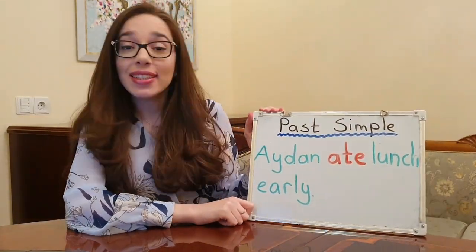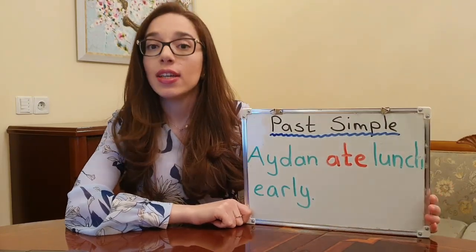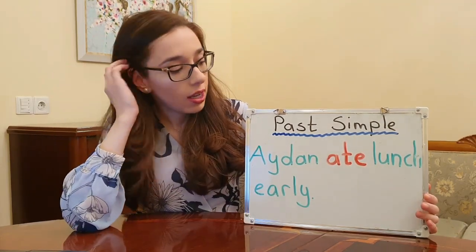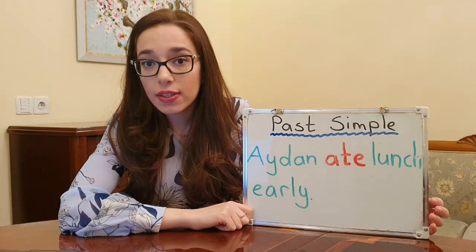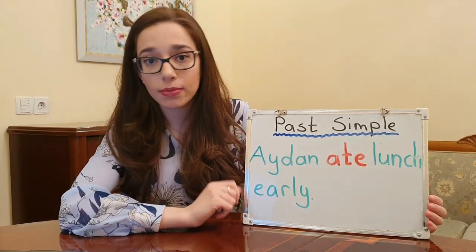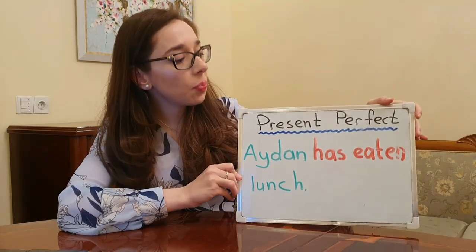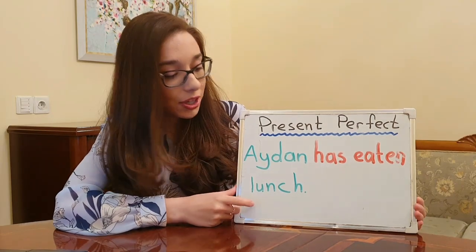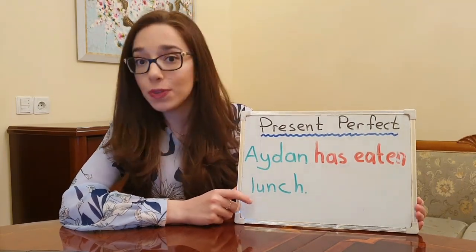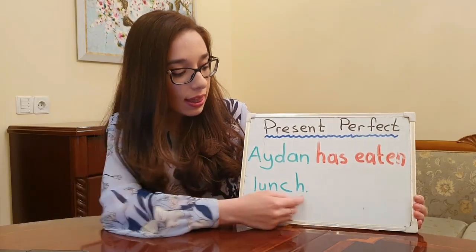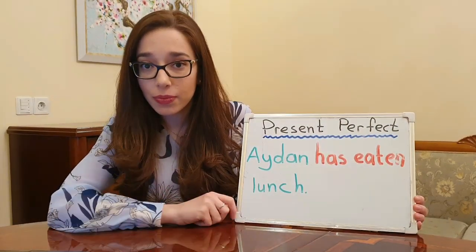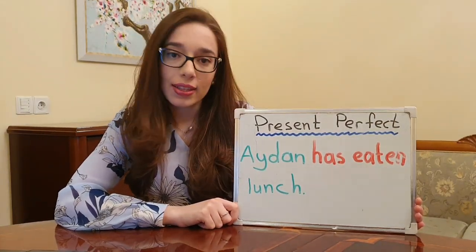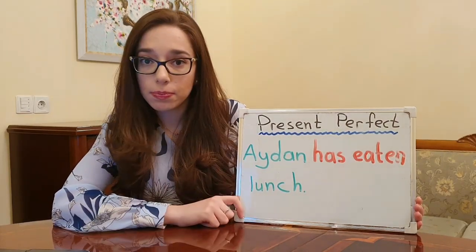Okay, so Aydan ate lunch early. This means that Aydan started eating and finished eating already in the past. Somebody might say this when lunchtime is already over. In the present perfect, we will say Aydan has eaten lunch. Now here again, Aydan started and finished eating lunch. But lunchtime may still be continuing. So somebody might say this when others are preparing to have lunch and they wonder whether Aydan will join them.